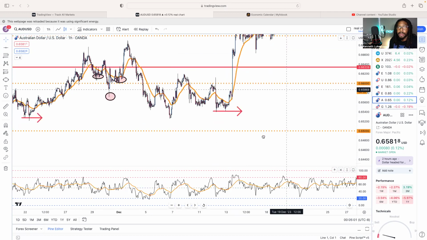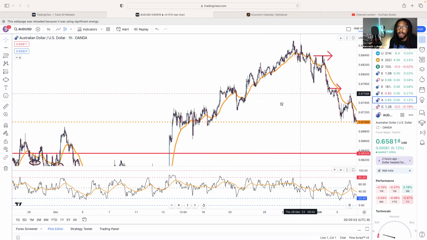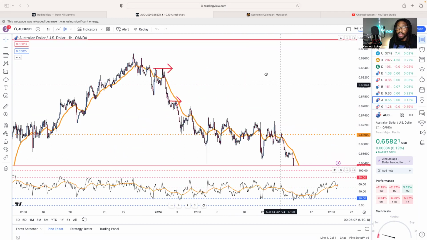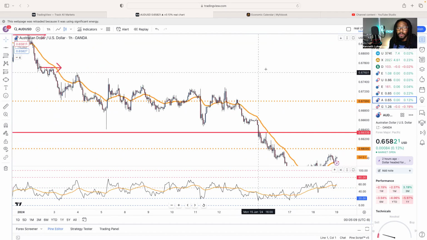Okay. Now let's go find a head and shoulders pattern. Okay. Let's see if we can find a head and shoulders pattern this way. They're not gonna be pretty though. I promise you that. They're gonna be sloppy sometimes. Here goes one right here.